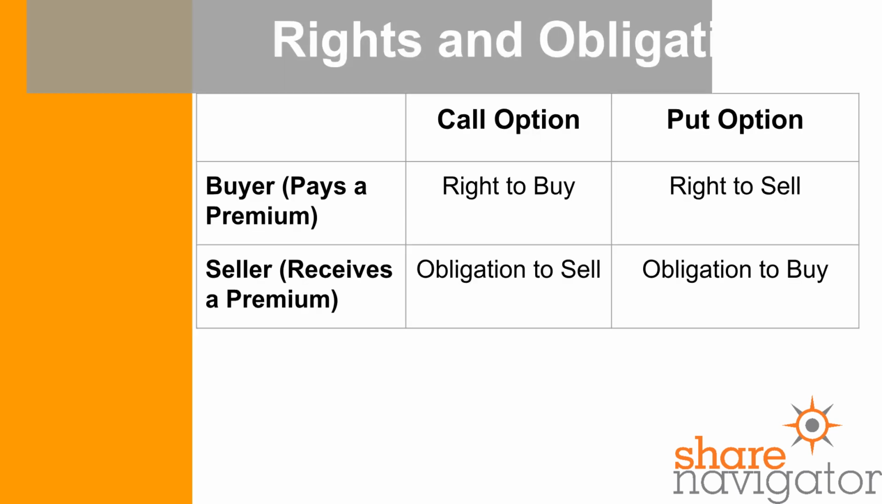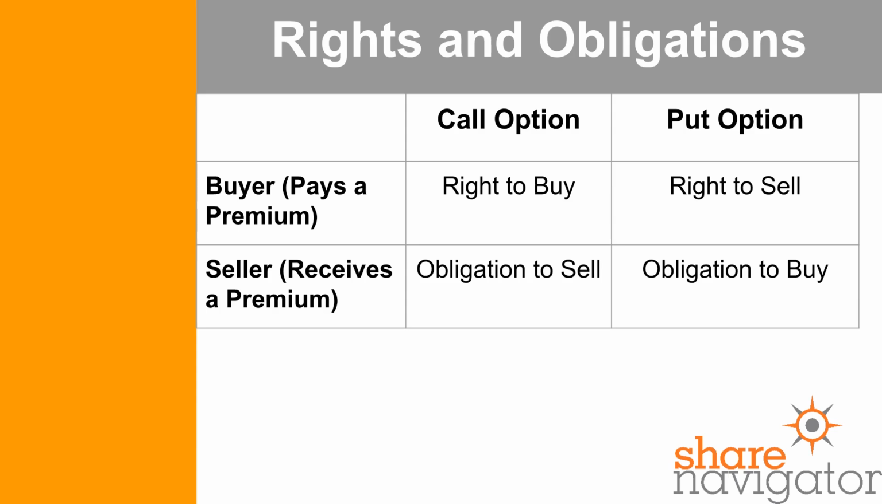Now let's talk about rights and obligations, which are critical to understanding options. When you buy an option, you pay a premium, and in return, you get a right, but not the obligation, to do something. If you buy a call option, you gain the right to buy the underlying asset at the strike price by the expiration date. You can choose to exercise this right if it's profitable, or you can let the option expire worthless. If you buy a put option, you gain the right to sell the underlying asset at the strike price by the expiration date. Again, you're not obligated to do so.